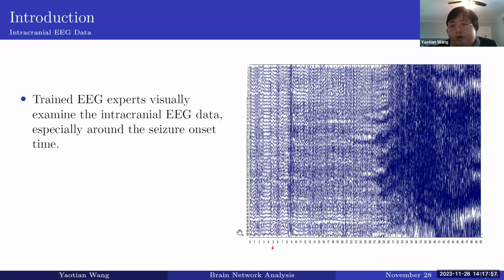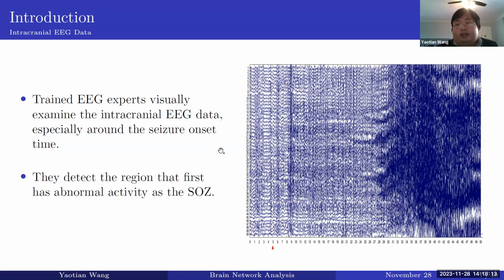Here is an example of the intracranial EEG recording. To localize the seizure onset zone, trained EEG experts visually examine the intracranial EEG data, especially around the seizure onset time. They detect the region that first has abnormal activity as the seizure onset zone. However, the brain is such a highly complicated dynamic network system, and the subtle abnormal activity of a seizure onset zone may not always be identified by human eyes. So this visual examination sometimes fails.